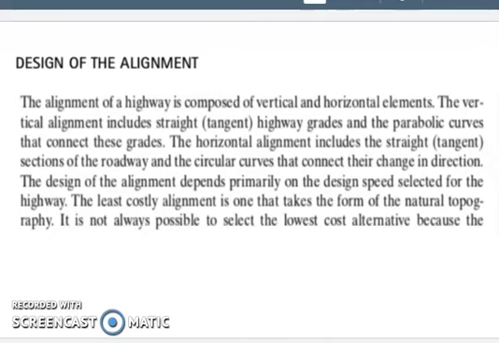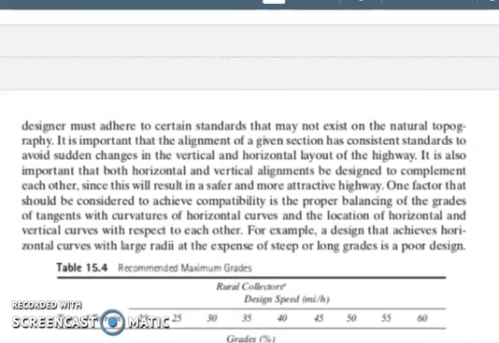of the natural topography. It is not always possible to select the lowest cost alternative because the designer must adhere to certain standards that may not exist on the natural topography. So it's not always that we can follow the natural topography in designing the alignment to get the least cost. The designer must consider adherence to certain standards that may not exist on the natural topography.